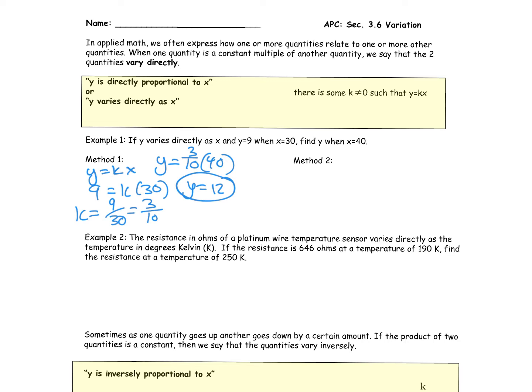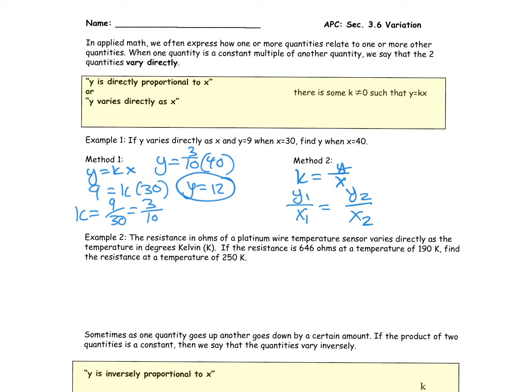The second method is, okay, if we're talking about a particular relationship, k is going to be constant for all values in that relationship. So if I know that y equals kx, I can say that k equals y over x. And then I can set up a proportion, because again, in this given situation, k will be the same. So I can say y1 over x1 equals y2 over x2. So setting up that proportion.